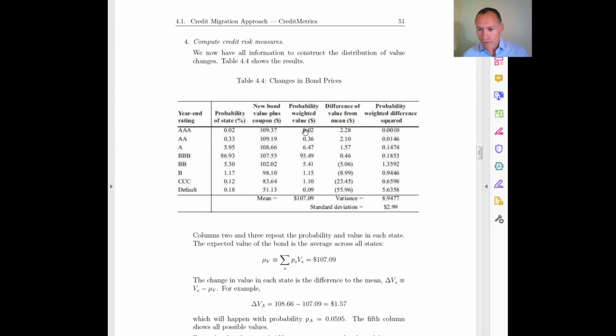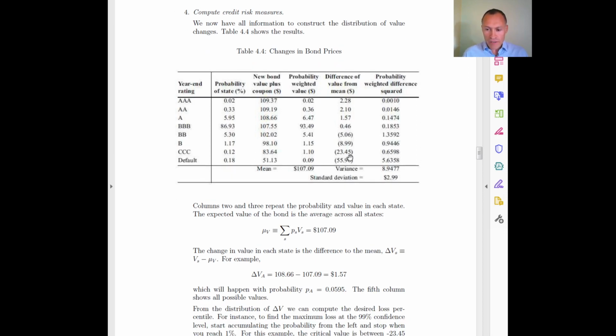And basically that's it. So now I can just multiply these two columns, and the sum of all those multiplications becomes the mean, the expected value of the value of the bond. And then this column here is the difference between the value in that state and the mean. So basically this tells me whether I have a gain or a loss relative to the expected value. Okay? And now what I care about is this loss. For a value at risk type of measure, I'm going to look at a very high loss that is only exceeded in a small number of scenarios.